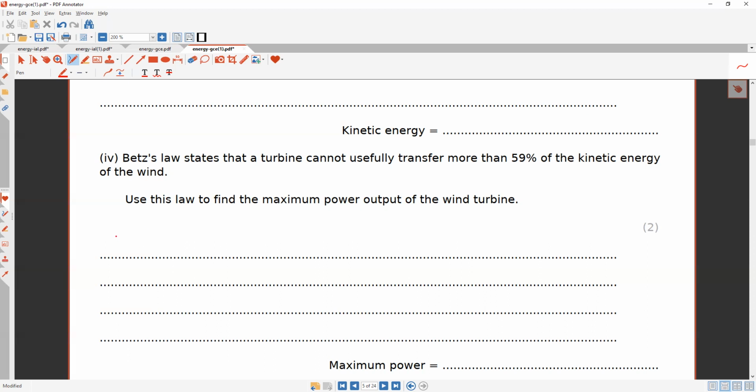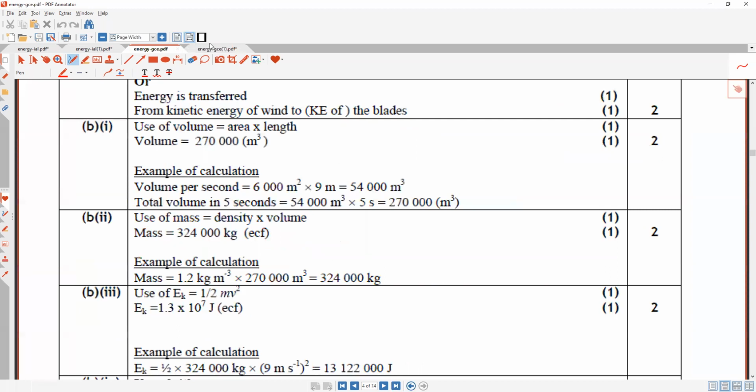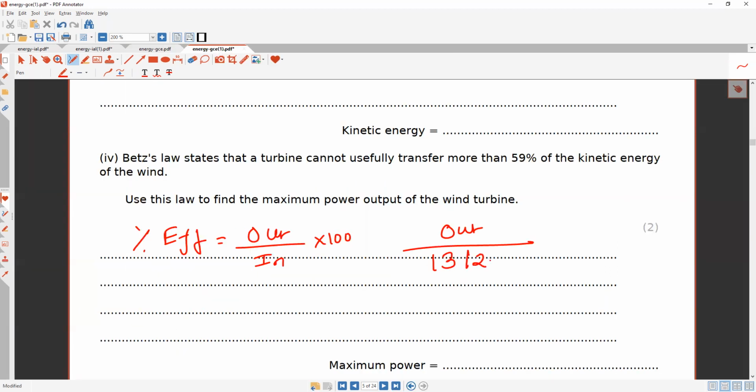Percentage efficiency is output divided by input into 100. So we have to find the output, which we don't know. The input is 13122000. So 13122000 into output divided by input into 100 is equal to 59. Check how much you are getting: 59 divided by 100 into 13122000.